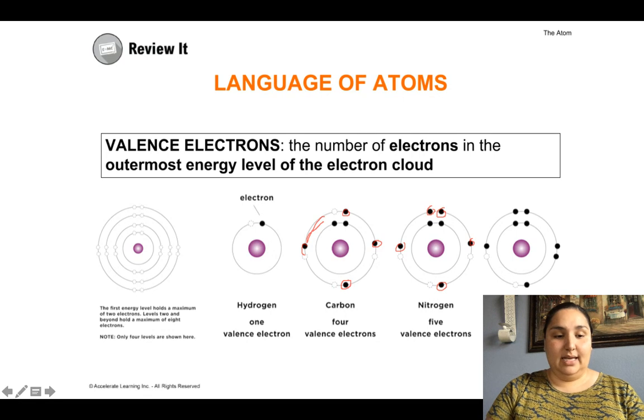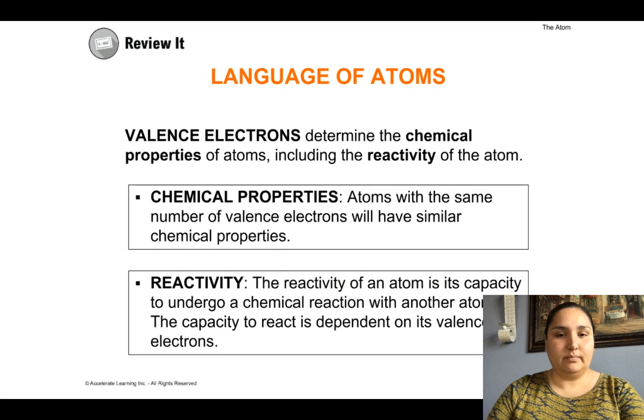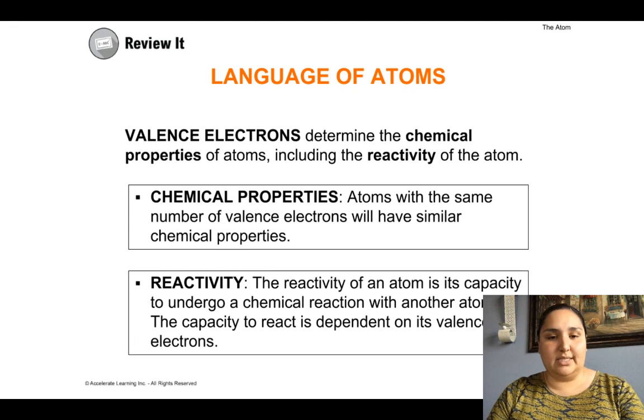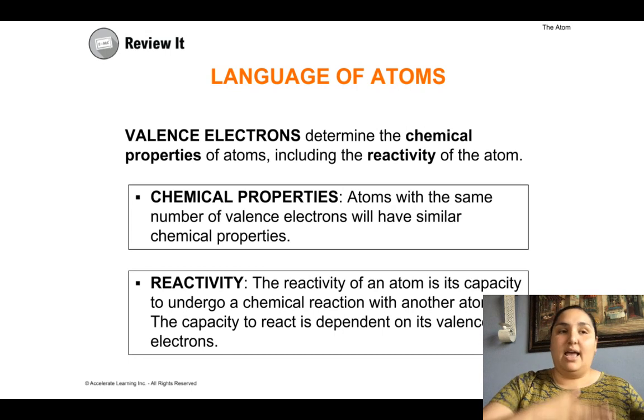And once again, your valence electrons are important for discussing reactivity, okay? How well do they kind of bond with others? Valence electrons determine the chemical properties of atoms, including the reactivity of the atom. Atoms with the same number of valence electrons will have similar chemical properties. So that's why we have those special groups in the periodic table, like your alkali metals. All of those metals have pretty much similar chemical properties. Alkali earth metals are all kind of similar in their chemical properties. Halogens and your noble gases.